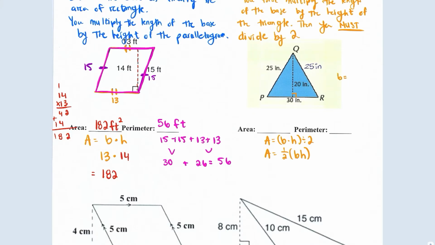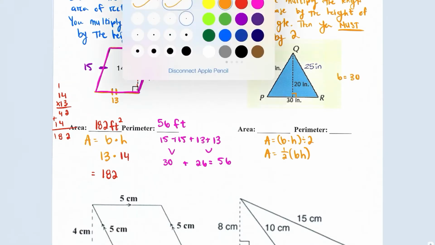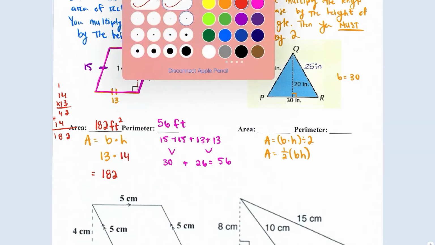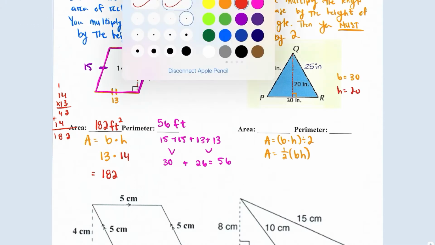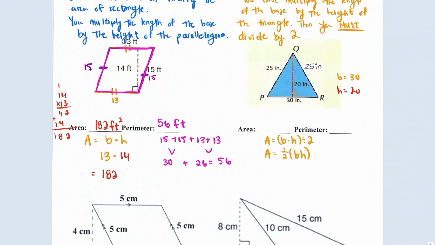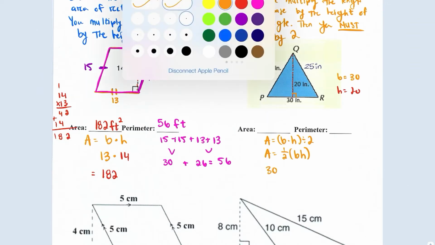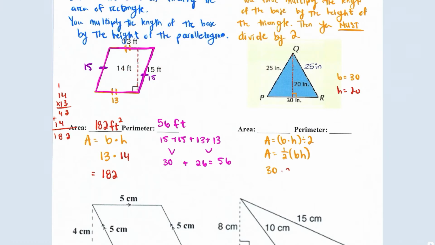So I'm going to make a little list here. The base is 30, and then the height of the triangle is going straight down the middle there. So the height is going to be 20. So all I got to do is plug this into my formula here. So I know that I'm going to take 30, and I'm going to multiply it by 20, and then I'm going to divide that number by 2.